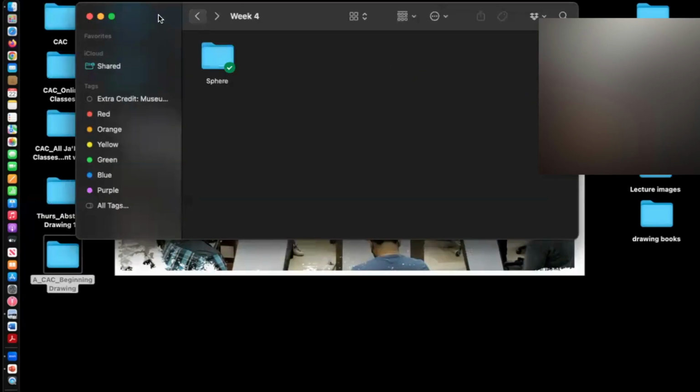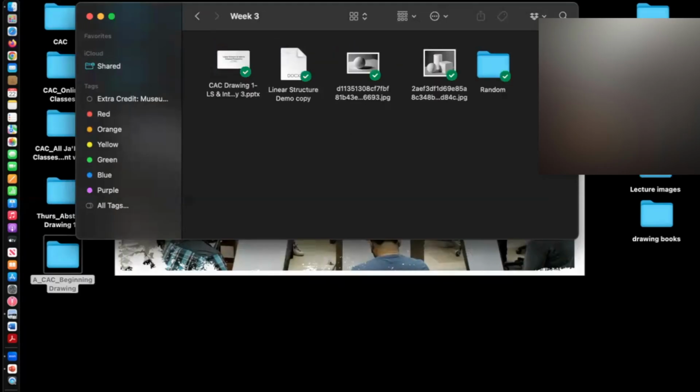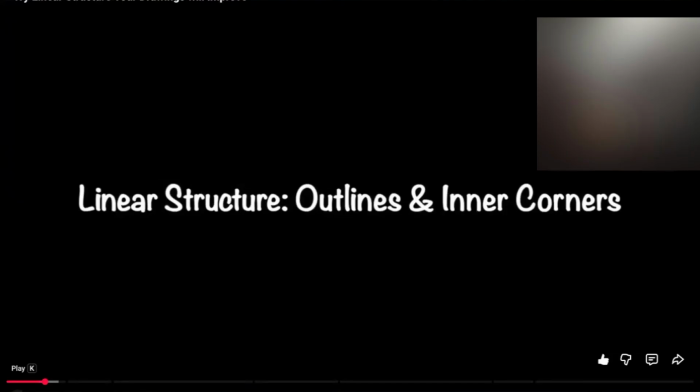Let me get back to week 3 for us. And I'm going to stop sharing because I need to drop in a break, and then you'll come back and I'll help you with drawing linear structure for our 3 object photo.